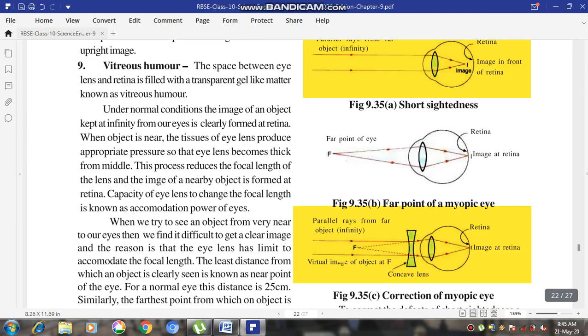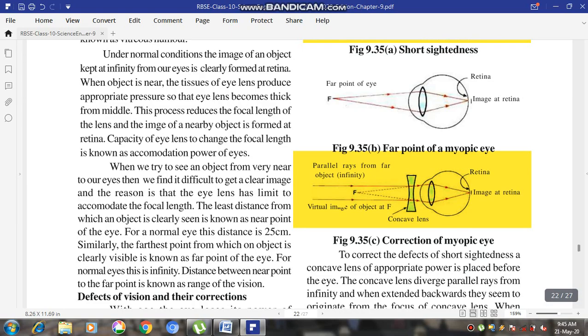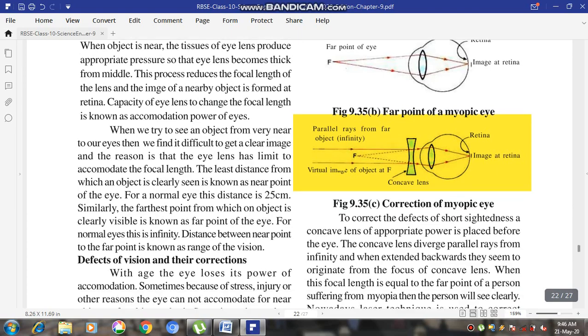So what is the correction? If we put a concave lens in front of the convex lens, then due to the presence of the concave lens, divergence of light happens, and the image forms at the surface of the retina. So for myopia, the correction lens we use is a concave lens for the divergence of light.